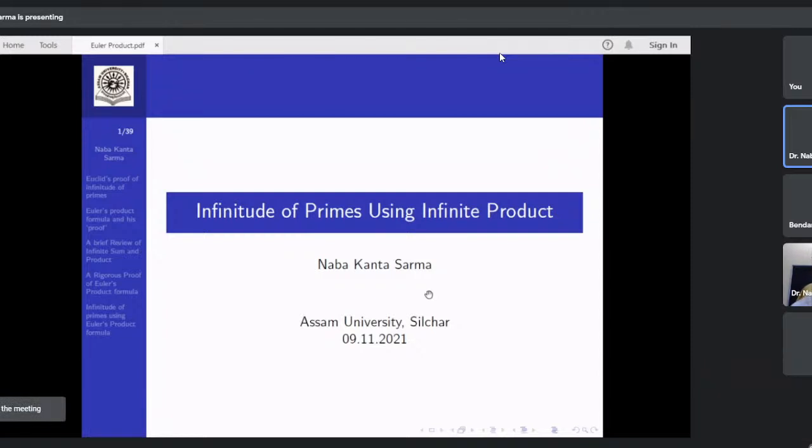Even though the concept of infinite series is taught at the undergraduate level, the concept of infinite product is not done at length. So it will give us an opportunity to see what an infinite product is and how we can prove the fact that the primes are infinite using the concept of infinite products.